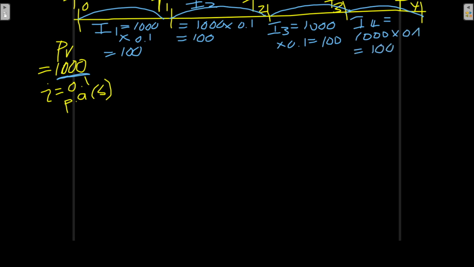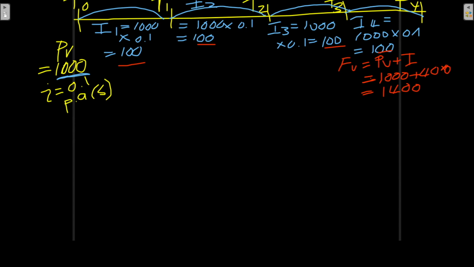So my future value after the 4 years will be my present value plus all the interest that I've earned. So that will be my 1,000 rands plus all the interest. So it's 4 times the 100 rands, and that will give me 1,400.